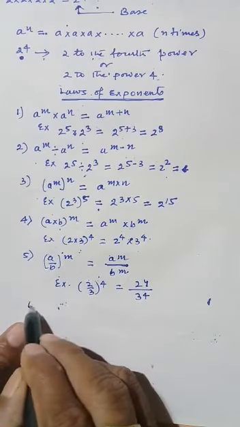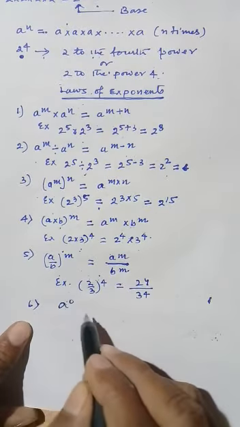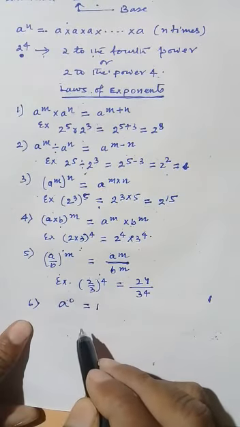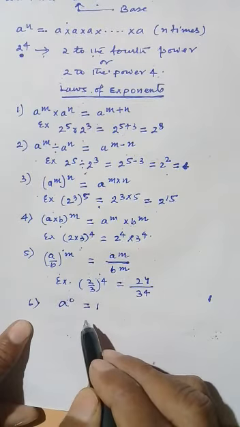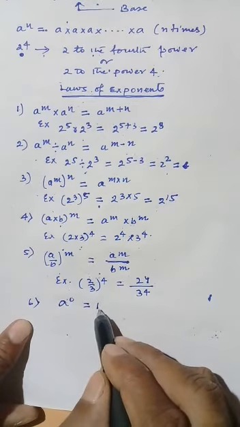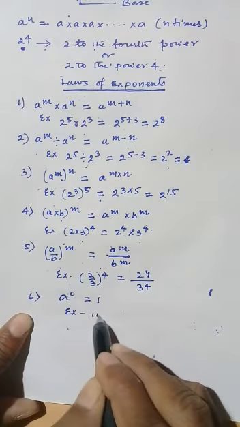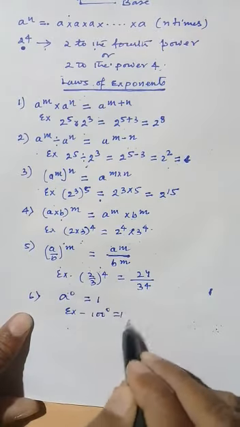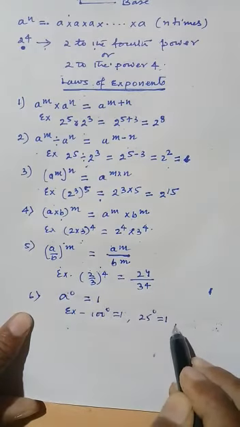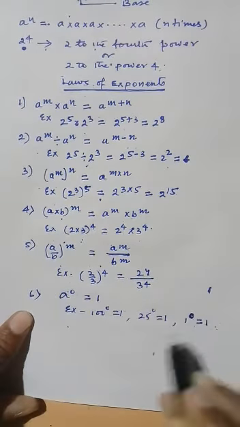Number 6: a to the power 0 is equal to 1. If the power of an exponent is 0, its value becomes 1. Example, 100 to the power 0 is 1, 25 to the power 0 is 1, and 1 to the power 0 is also 1.